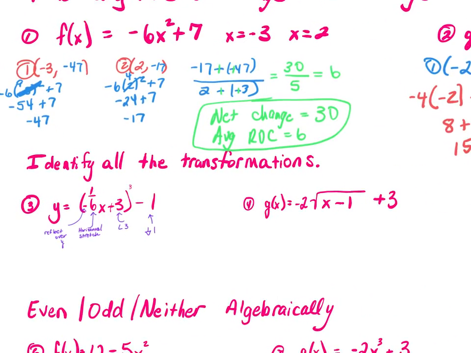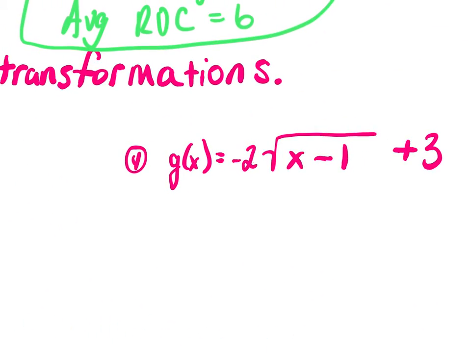We should be able to move through those pretty quickly. On this one, I have a negative on the outside. That means it's going to reflect over where?